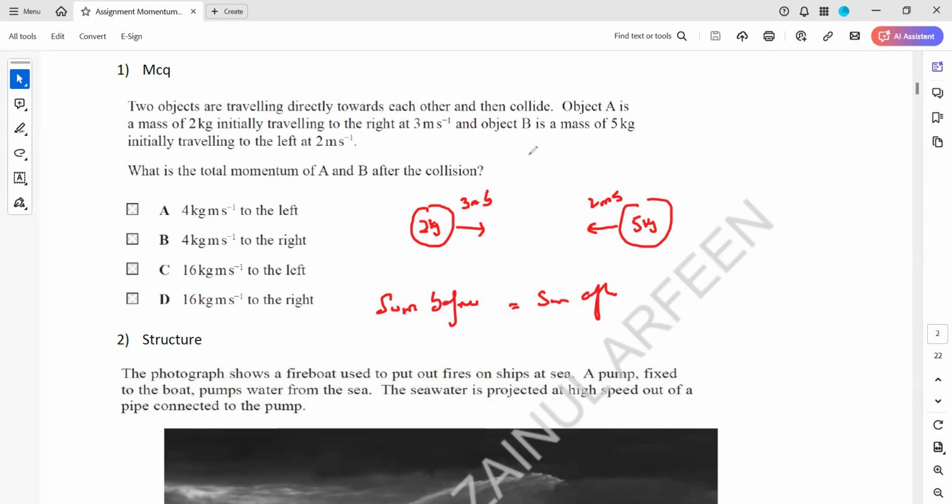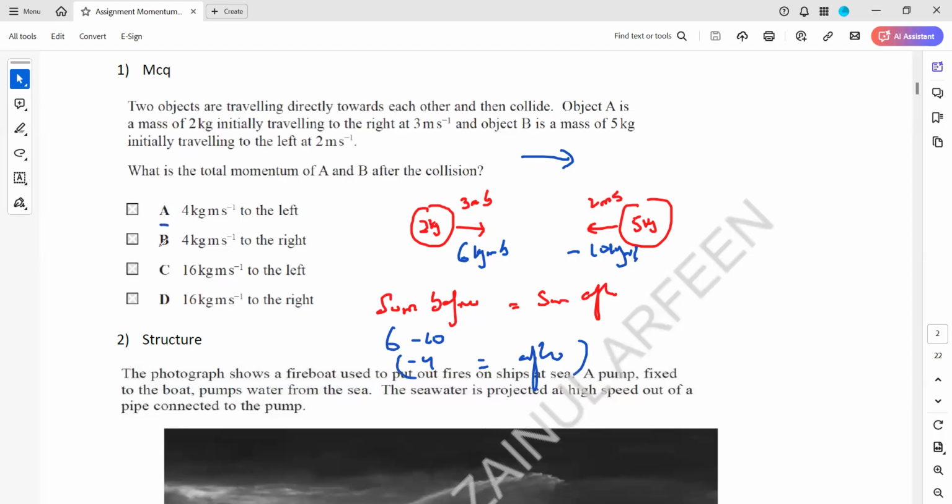If we take the right-hand side as the positive direction, the left-hand side will be negative. So 2 multiplied by 3 is 6 kilogram meters per second. What is the momentum here? 2 multiplied by 5 is 10 kilogram meters per second. But what is the direction? Opposite. So what is the total before? The total before is plus 6 and minus 10, which is minus 4. So the momentum after should be minus 4.